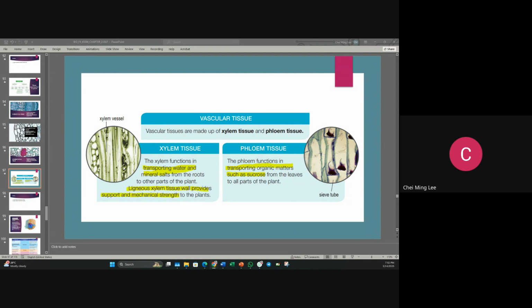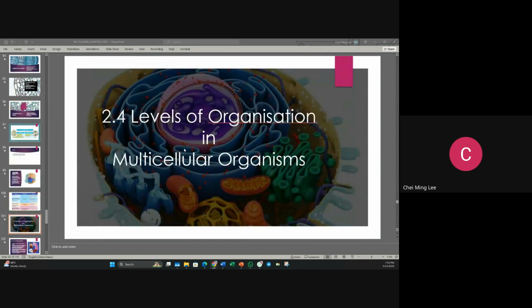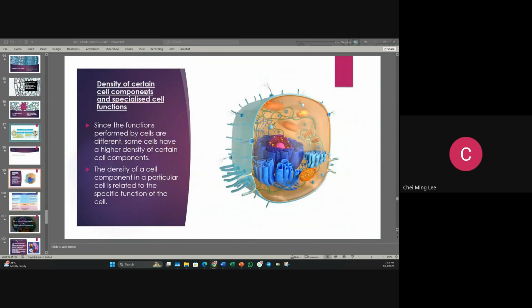Done? All right, so let's see. The density of certain cell components and specialized cell function. Sometimes different organs carry out different functions, and some functions might require an abundance of, or more of, a certain organelle to function.